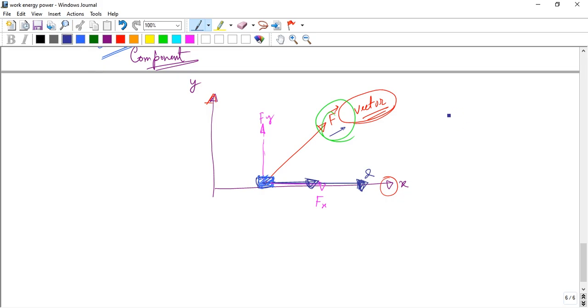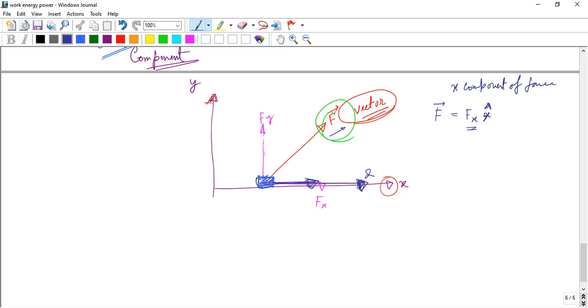Suppose there is a vector F, and Fx is the x component of force. This means we represent the x component of force Fx as a magnitude, and there is some direction, which is called a unit vector. That is class 11 physics. There is a little discussion here, but it's not important in class 10 physics.